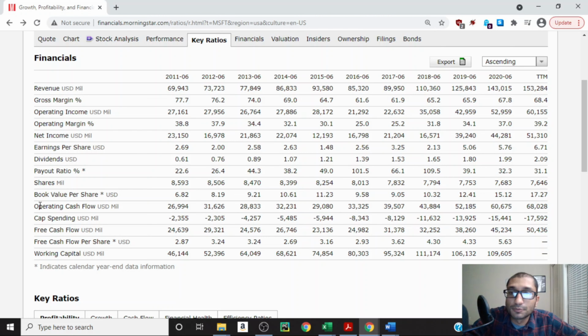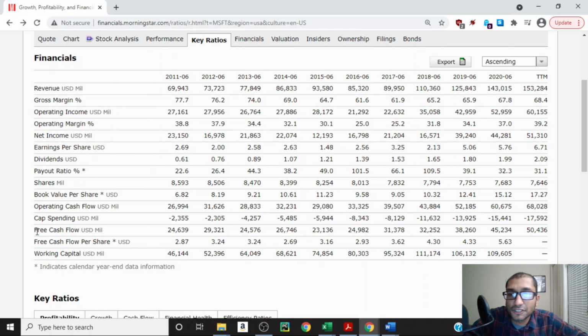Next, looking at the book value per share. The book value is what we get when we subtract the company's total liabilities from its total assets. Back in 2011, Microsoft's book value was at $6.82 per share, and for the trailing 12 months, it's at $17.27 per share. Over the past 10 years, Microsoft's book value was always positive, which tells us that the company always had more assets than its liabilities on its balance sheet.